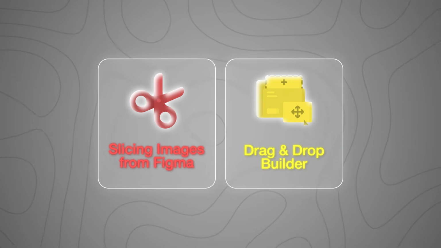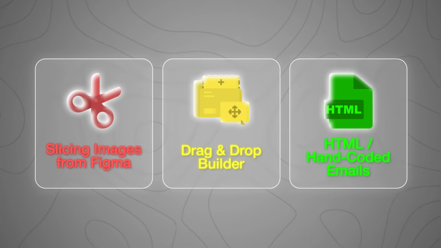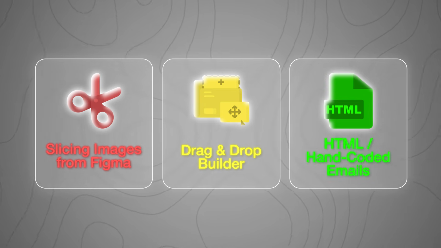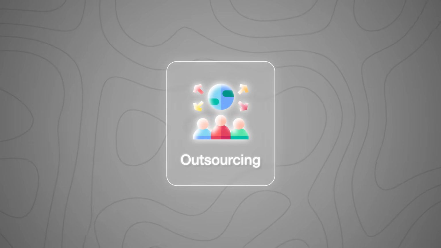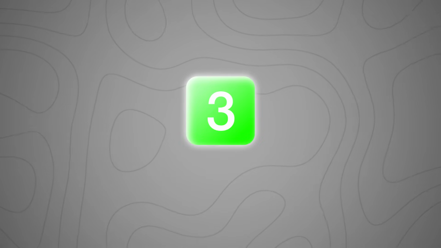Now going on to option number three, which is the absolute safest, but also the most complicated, is HTML built emails as well as hand-coded emails. Not many people know how to do this. Even most agencies rely strictly on slicing, but the times are changing. So I recommend you either find a resource that knows how to do this or you learn how to do it in-house.